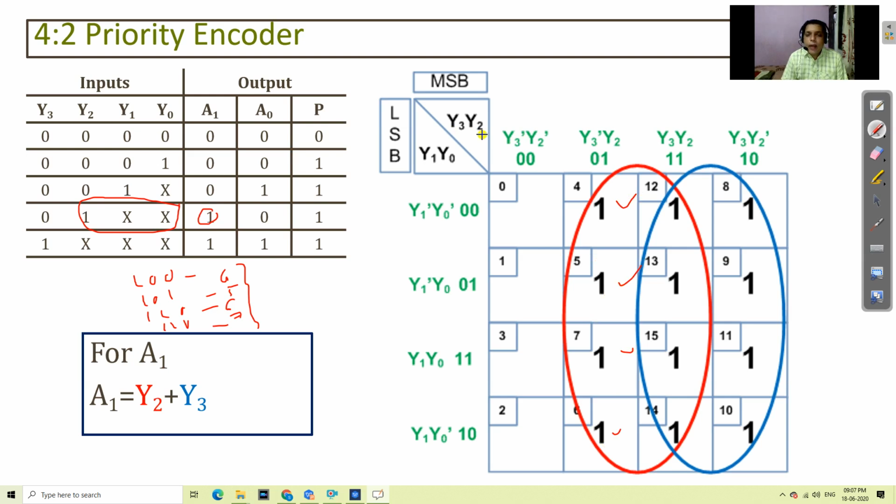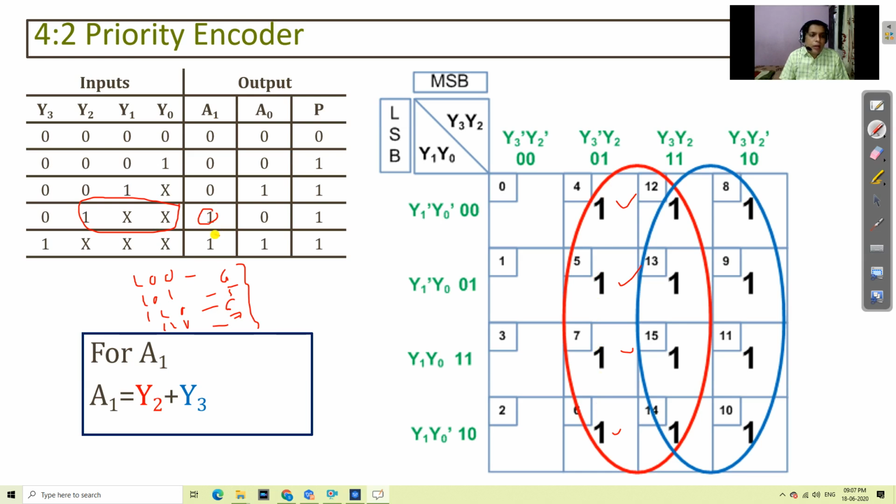On this side y3 y2 is taken, and on this side y1 y0 is taken. So y1 y0 is the LSB, y3 y2 is the MSB. So this is y3 dash y2 dash. We know how to design a K-map. I already discussed this K-map in the last video. So 4, 5, 6, 7 are the 1 1 1.